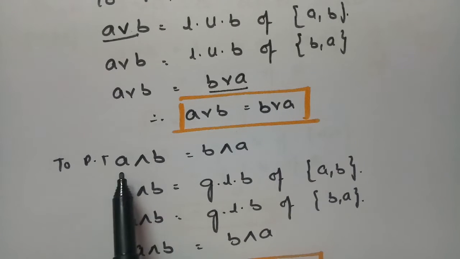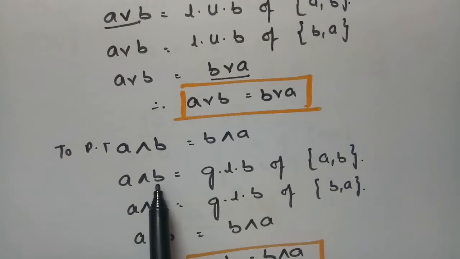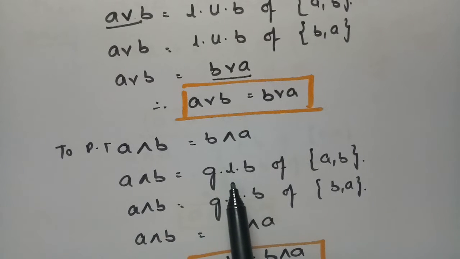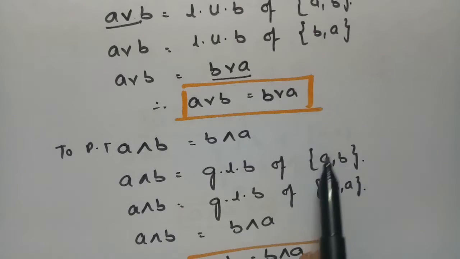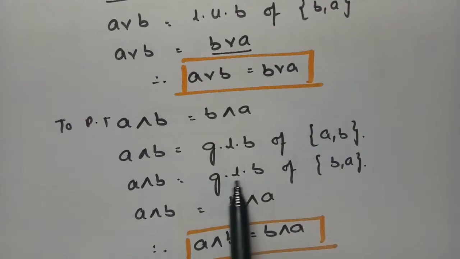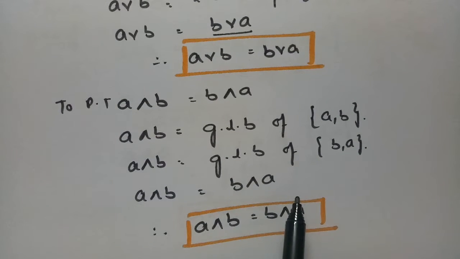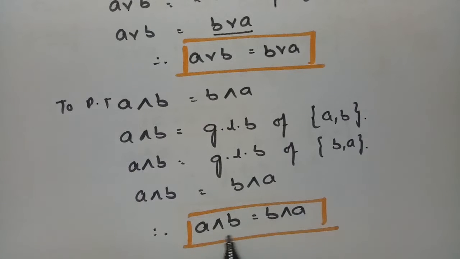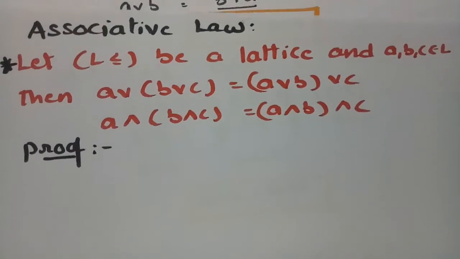And coming to meet, A meet B is equal to B meet A. So what is A meet B? It is nothing but the greatest lower bound of the set A comma B. We can interchange these elements, and I have written the greatest lower bound of B comma A, which is nothing but B meet A. Therefore A meet B is equal to B meet A. And the next one here is the associative law.